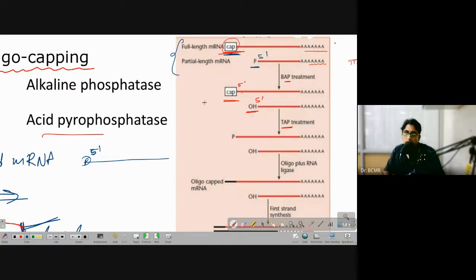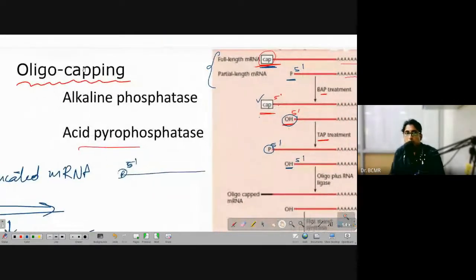Upon treatment with alkaline phosphatase, the cap remains and the truncated one has 5' OH. Then treating with acid pyrophosphatase, in the full-length ones the cap will be removed, leaving a 5' phosphate, and the truncated one has 5' OH. And now we are going to add, as the title says, oligo capping. We are going to add an oligonucleotide to cap both of them.